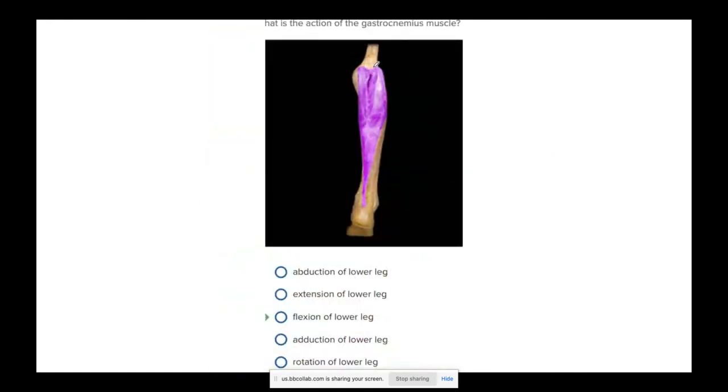Okay, so let's go back here. So what is the action of the gastroc muscle? This is a posterior leg muscle. So it crosses the knee and it crosses the ankle. So do we see any ankle actions here? Nothing. They're all leg. They all have the word leg in it. So since it's a posterior muscle, it's going to flex the leg. Flexion of the lower leg. Extension of the leg? No chance. It's got to be an anterior muscle for extension. Those are the quads. The quads will extend the leg.